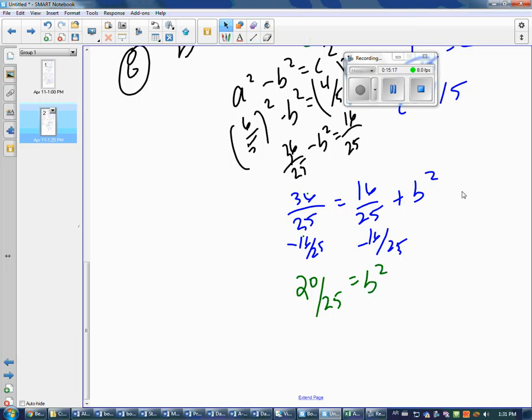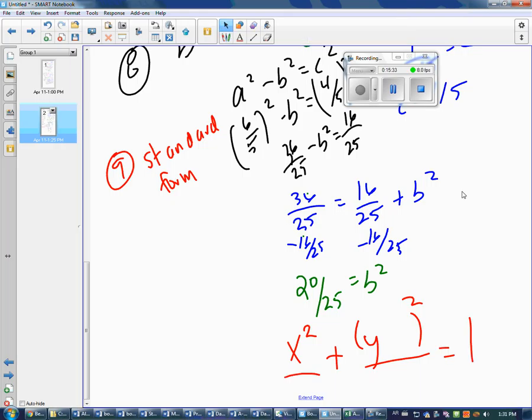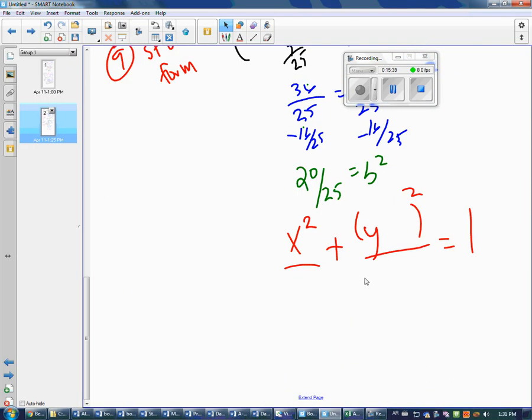So once you know what B is, then you're ready to write your equation in standard form. It's an ellipse, so we'll have x squared plus y squared equaling 1. It's centered at 0, -4/5. So in the y, we'll put plus 4/5. It is a vertical ellipse, so A squared goes under y. So A squared is 36/25, and then B squared will go under x. So there's the equation in standard form.